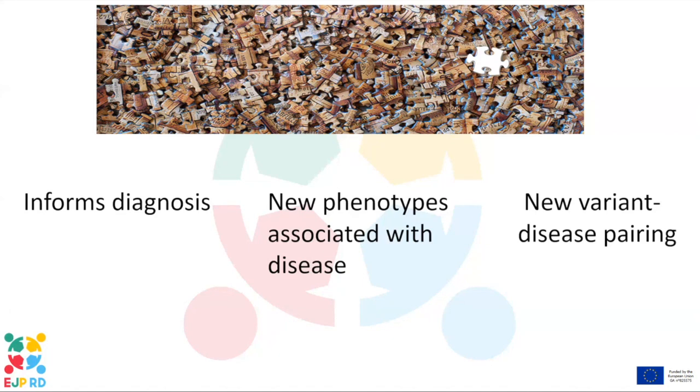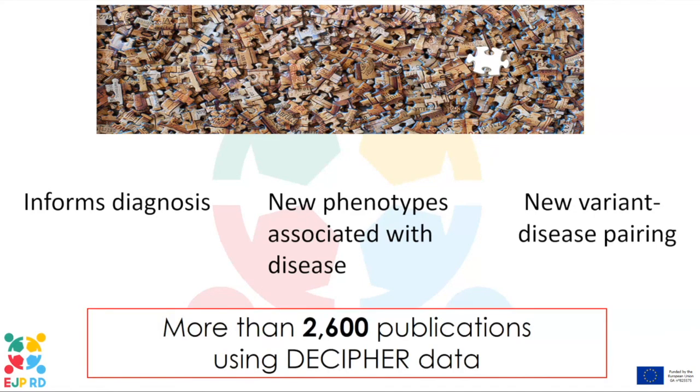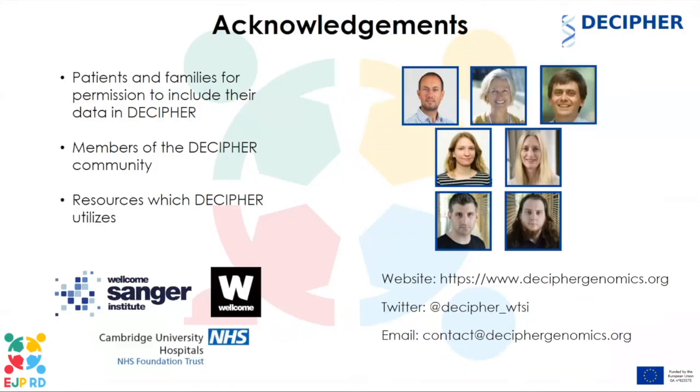As you will be aware, in some cases, where the variant is within a gene determines which syndrome your patient has. So there may be several syndromes associated with a particular gene. Decipher really does fuel rare disease research. Since its inception, there have been more than 2,600 publications citing Decipher data.